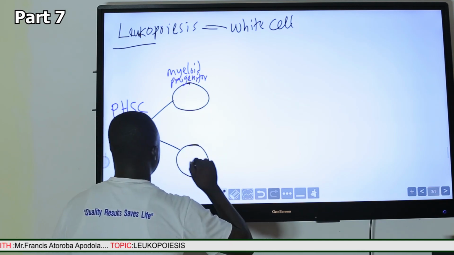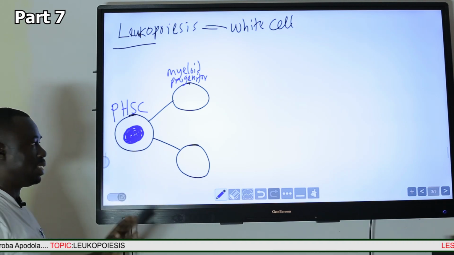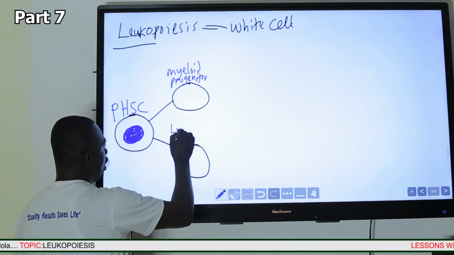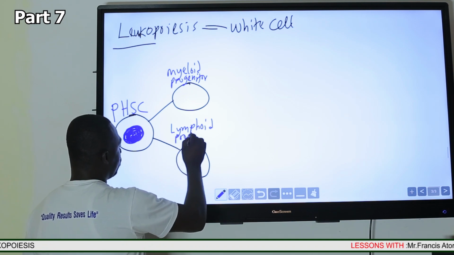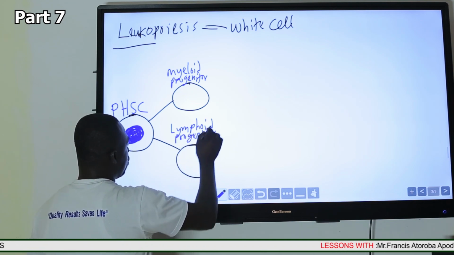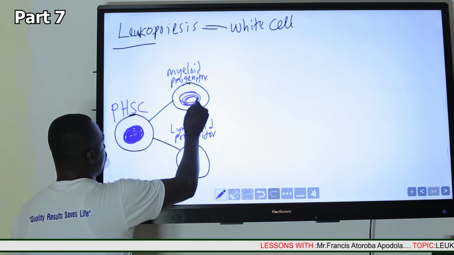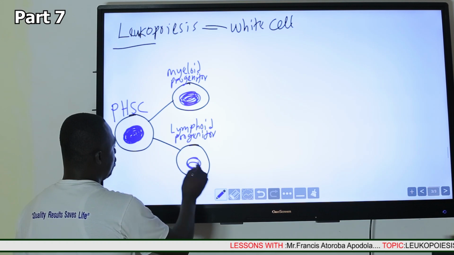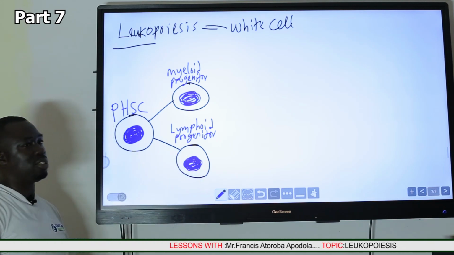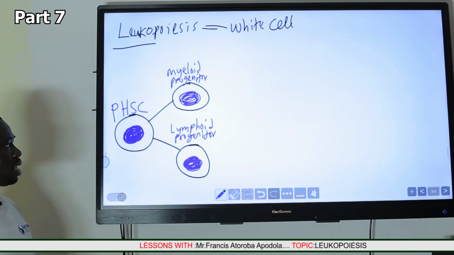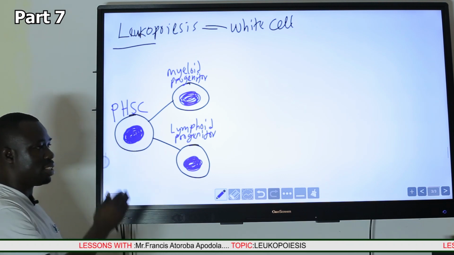Remember that the progenitor cells actually are the early descendants of the hematopoietic stem cell. And we have the lymphoid progenitor here, or the lymphoid stem cell. So these myeloid progenitor cells and the lymphoid progenitor cells are actually all stem cells. And once they are stem cells, they carry a potential. What type of potential are these stem cells carrying?